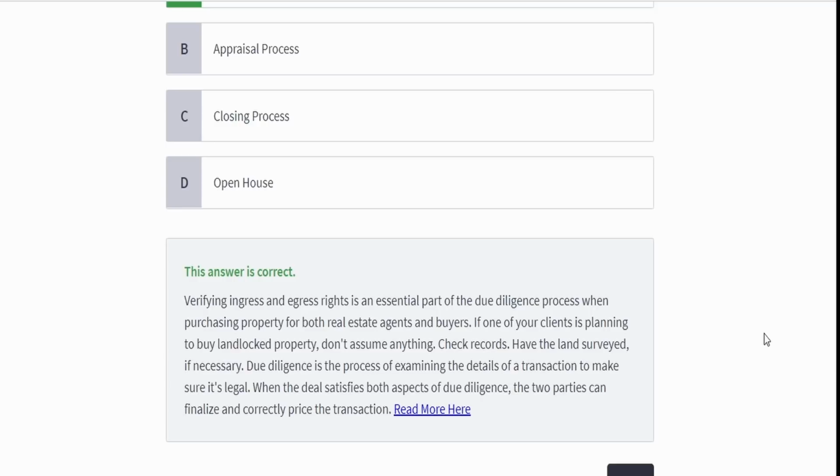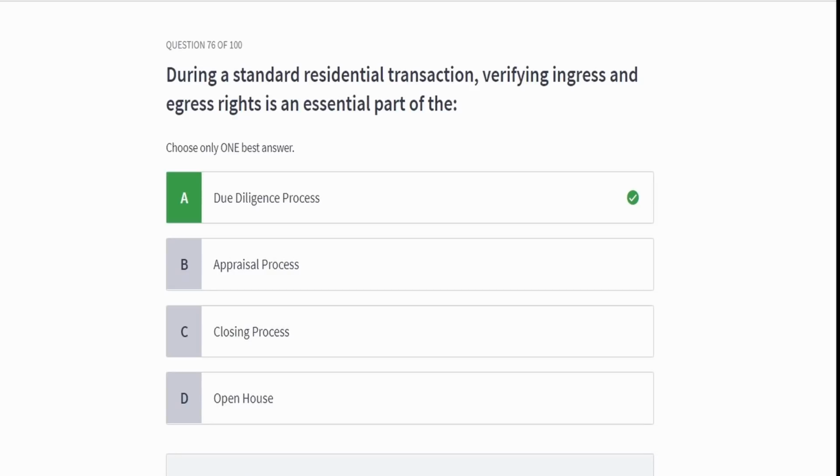When the deal satisfies both aspects of due diligence, the parties can correctly price and finalize the transaction, things like that. And we might discuss ingress and egress rights if another question shows up, so I won't get too much into that. We do have a video on that as well if you're interested, but I don't want to get too off topic. When we're talking about due diligence, guys, not just ingress and egress rights, there's a lot of things that are involved, and they're part of that process. It's not closing, because some people get this confused.